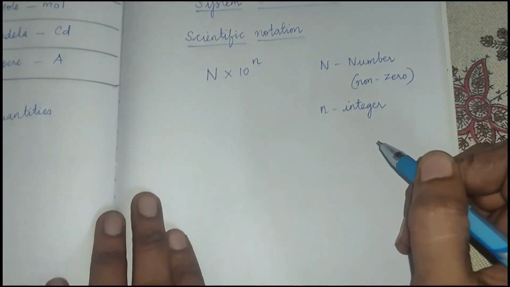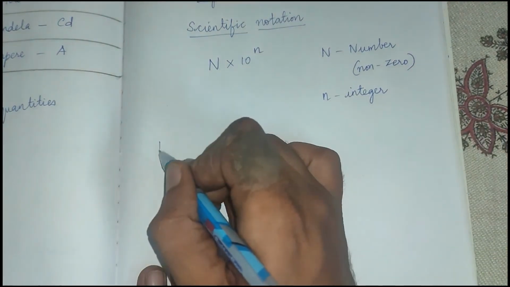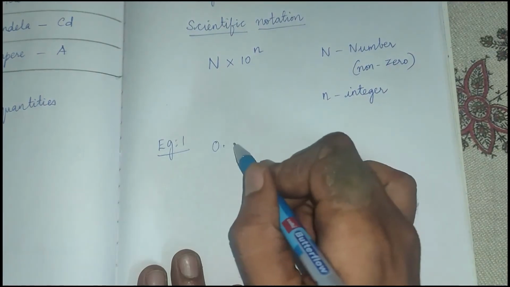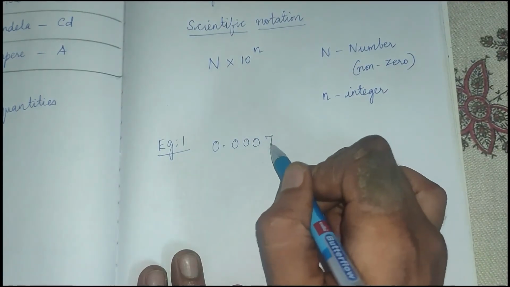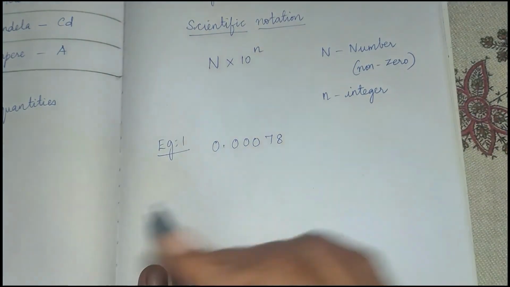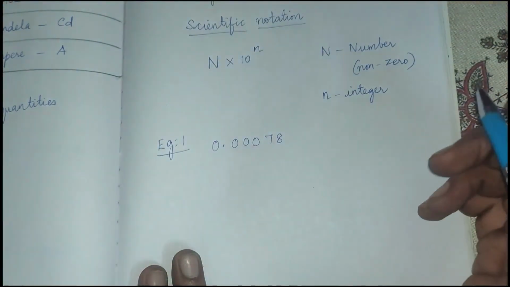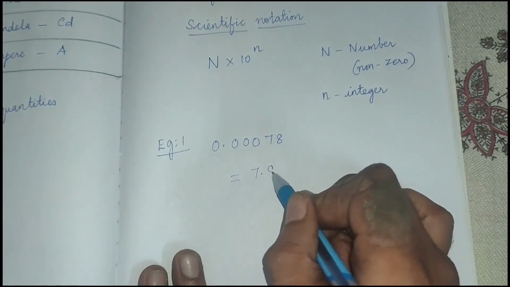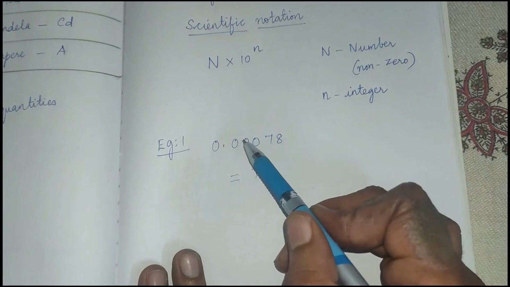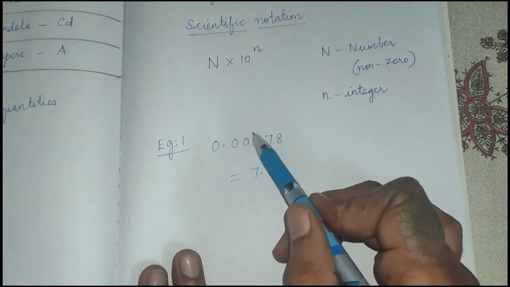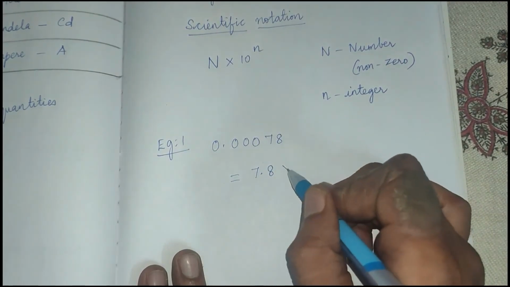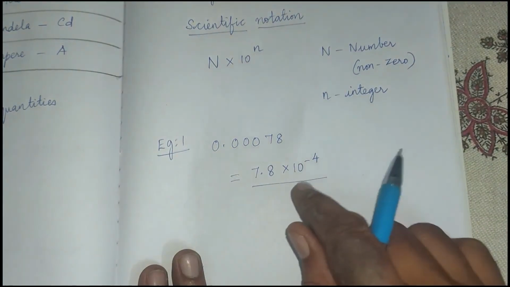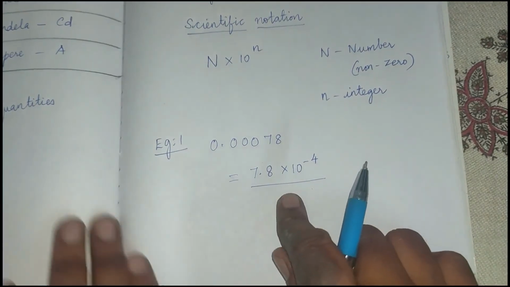I am going to give an example. We will take example 1. In example 1, we are just going to take a number 0.00078. Now I am going to express this in scientific notation as 7.8. So how many decimals I have moved? 1, 2, 3, 4. So into 10 to the power of minus 4. So this is the correct way to write it in scientific notation.